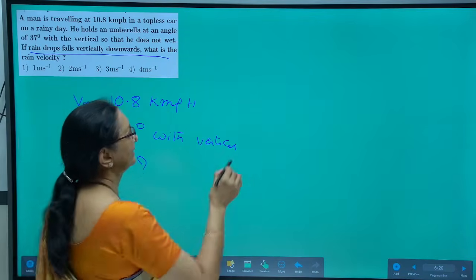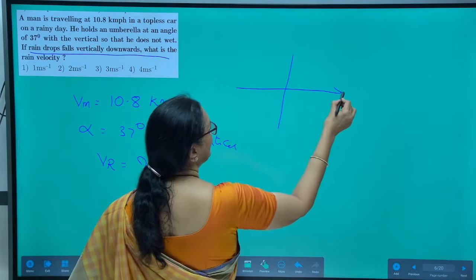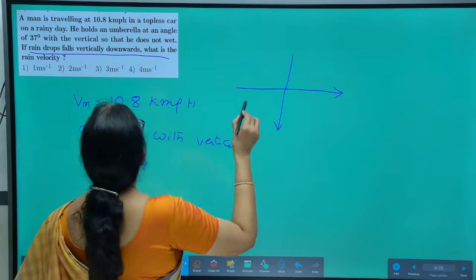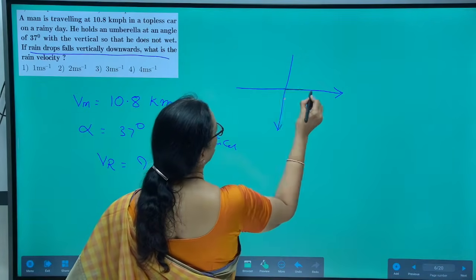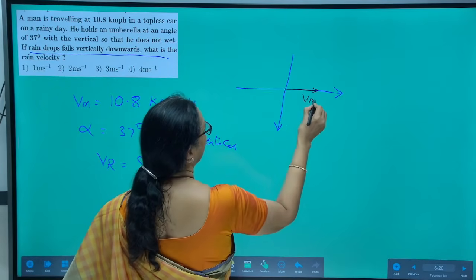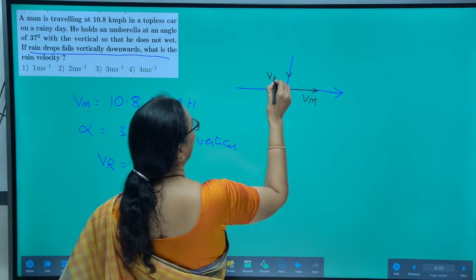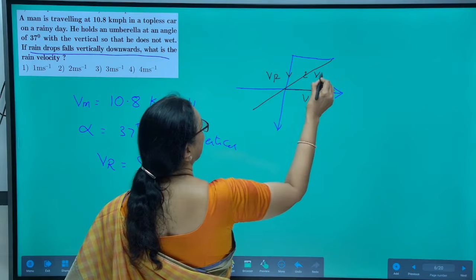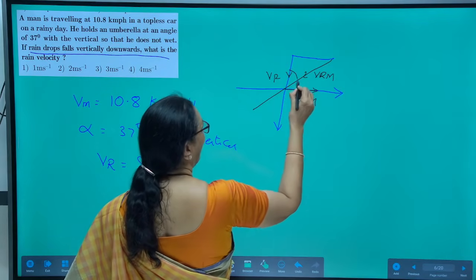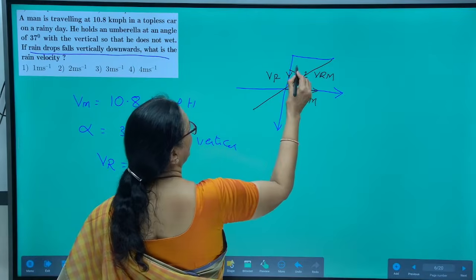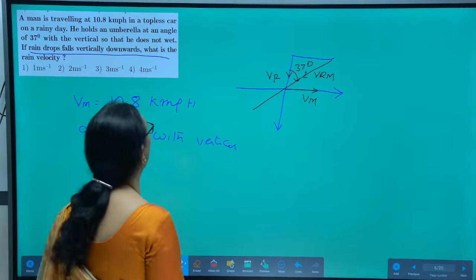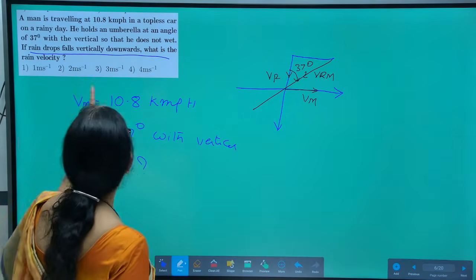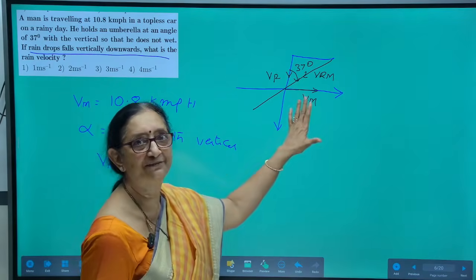See here, I am drawing the same diagram. This is the horizontal direction. This is the vertical direction. So, man is travelling along the horizontal like this, and it is raining in the vertically downward direction. Just now we have seen this becomes velocity of rain with respect to man, and this becomes the umbrella direction. He is holding the umbrella at an angle 37 degrees with the vertical. I am just reading out the problem, observe the diagram.